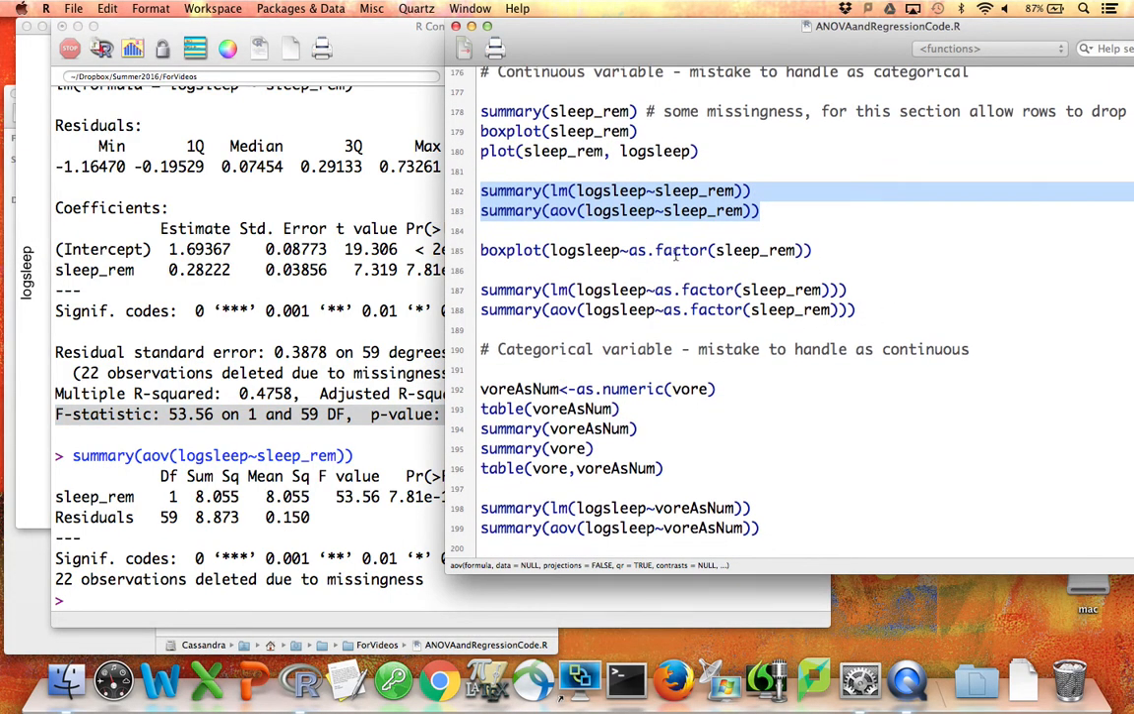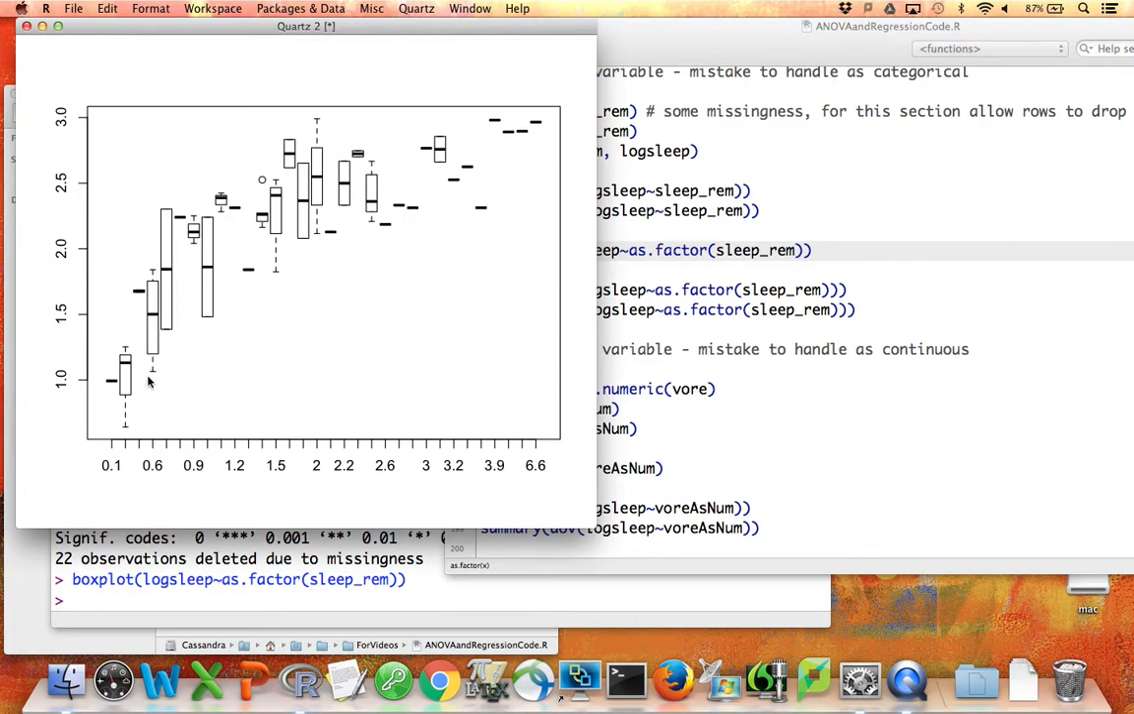What happens if, either accidentally or because I'm confused, I handle this as a factor? In other words, I think that each possible value of REM sleep is actually a different categorical level. So if I make a box plot of log sleep by all the different possible values of REM sleep, so I make this a factor variable, I can see the same pattern that I saw before. And in fact, I like this kind of plot because this is how I like to think about regression. For each value of the predictor, what's the distribution of the outcome variable? So this is what we see here.